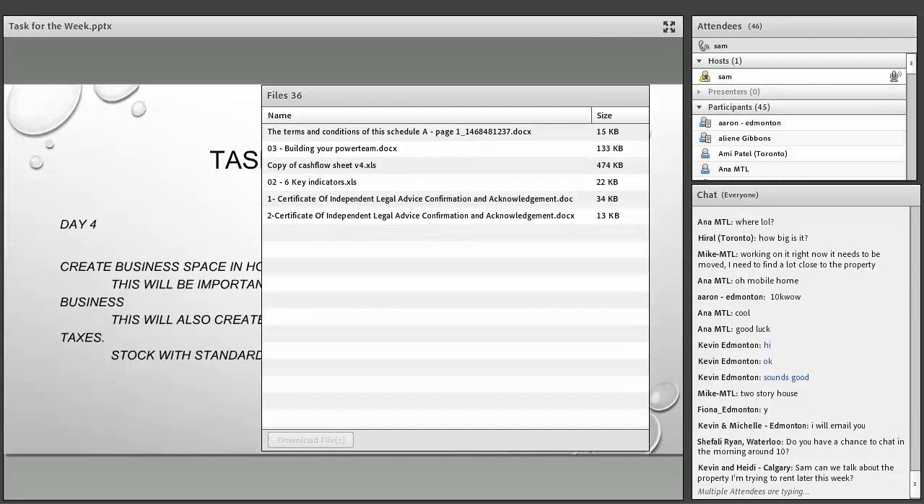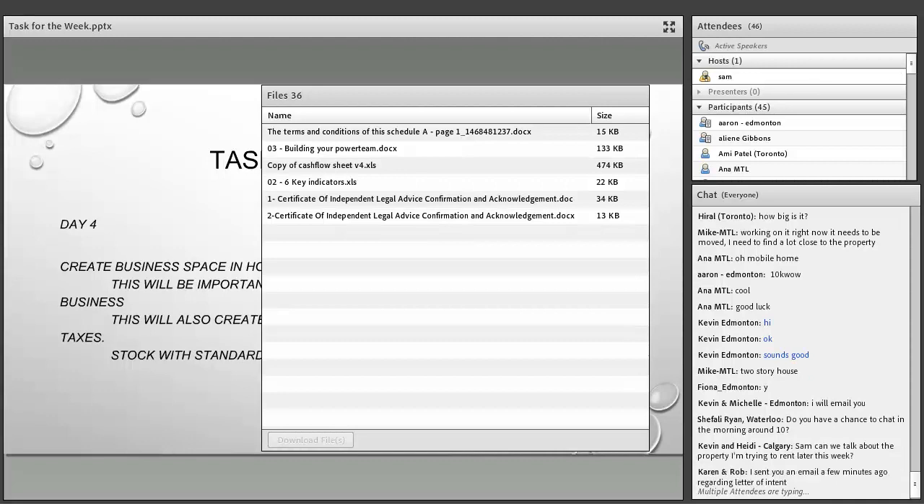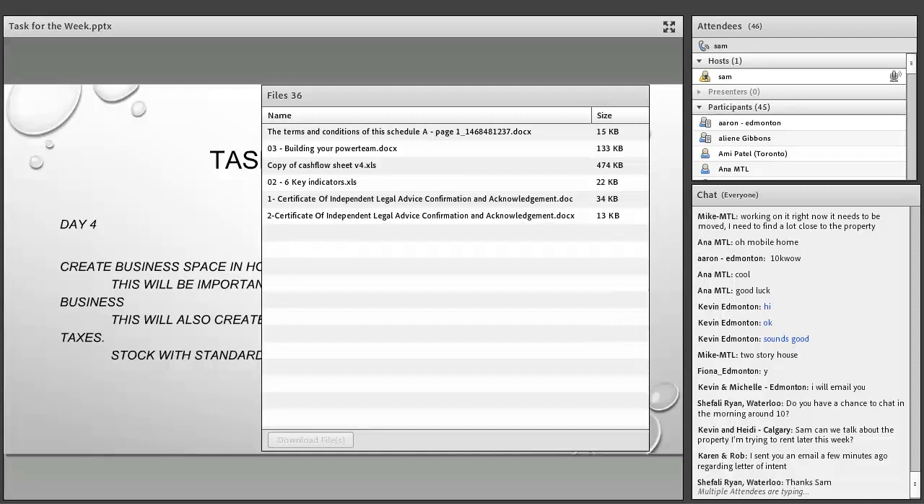10 might be a challenge. But you know what? Text me if I'm available. We'll find some time during the day. Don't worry. About the property I'm trying to rent later this week.